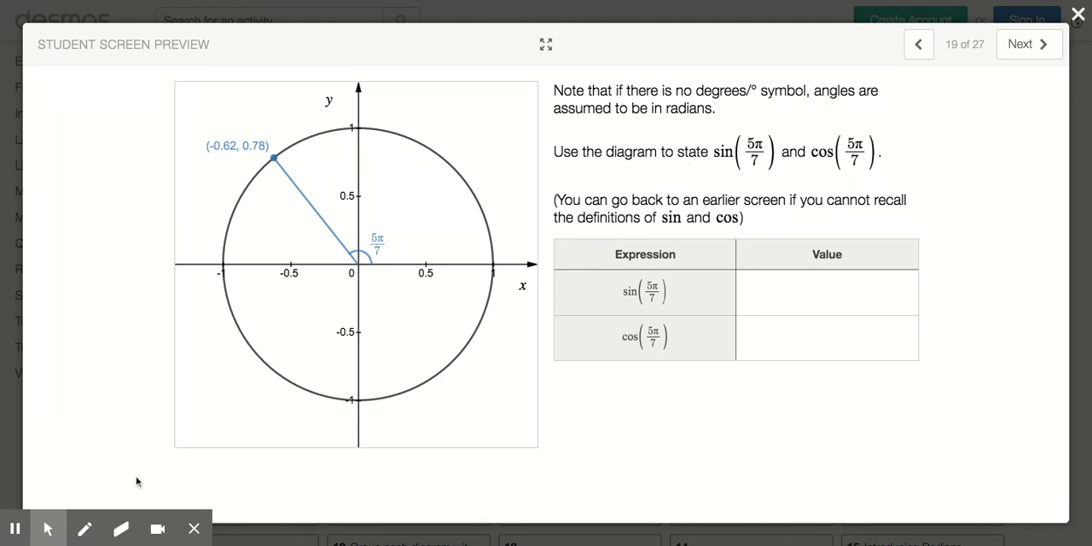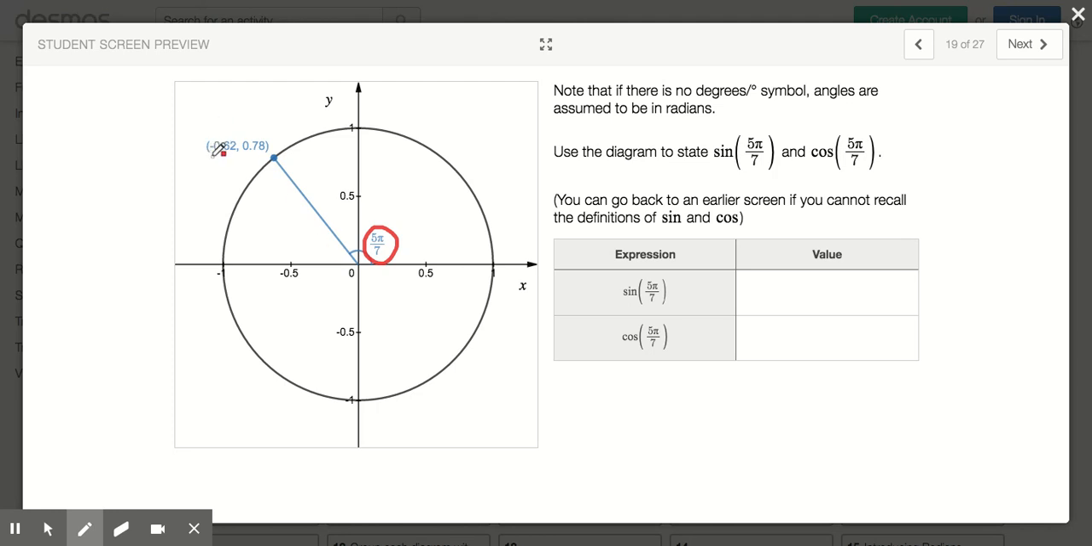It looks very similar, but the difference is that instead of giving us a degree measurement, they give us something in radians. Now, instead of using degrees, we use pi. And so for this question, they want you to find the sine and cosine of 5 pi over 7. It's the same thing as looking at degrees.